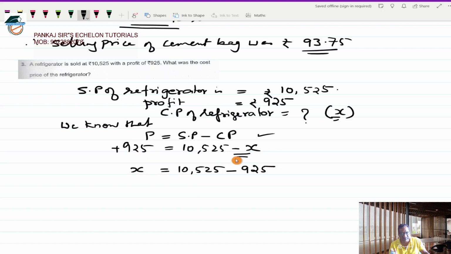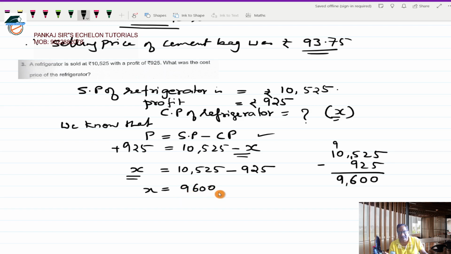Now, when I do this transposition, the X is on one side and all the remaining numbers are on the other side. So now all I have to do is find out what 10,525 minus 925 is. This will give me the answer for this X. So X will be equal to 5 minus 5 is 0, 2 minus 2 is 0, and 5 minus 9, so I'll borrow 1 and make it 15. This will become 9. 9, 10, 11, 12, 13, 14, 15, so it works out to 6. And this is 9. So 9,600.